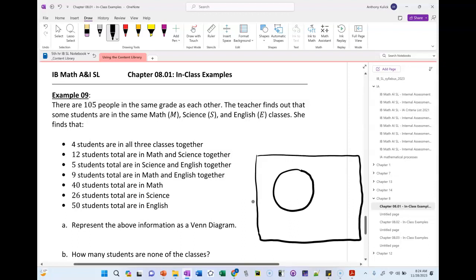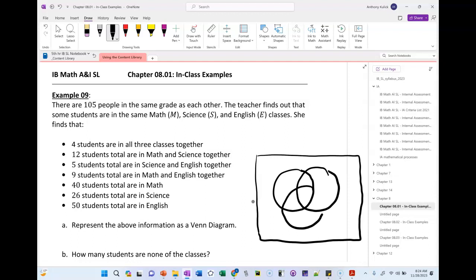A triple, yeah. So U for universal, math, science, English. Okay, what should go in the triple intersection? 4. And we have 12 total are in math and science together. So what should go in this other part of the math science intersection? 8. Notice that the vocab here is different, right? It says 12 total as opposed to 12 are in just math and science together.